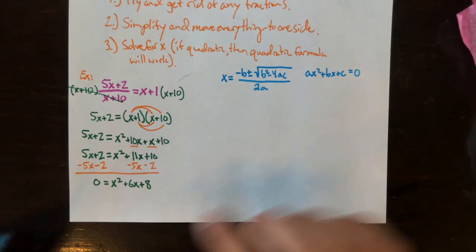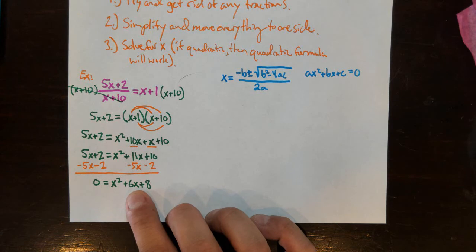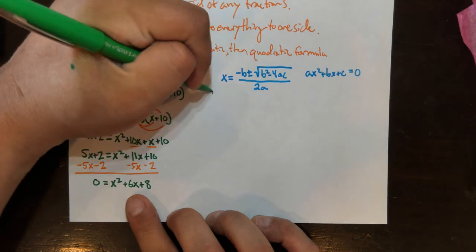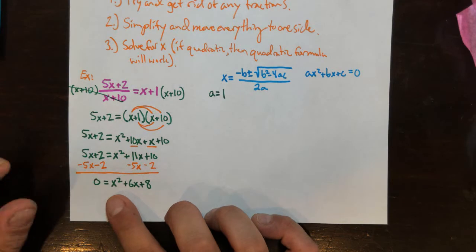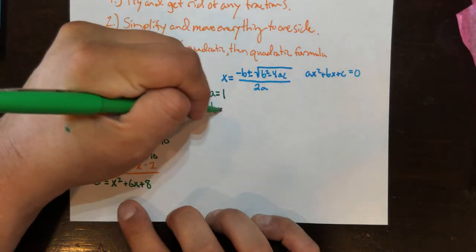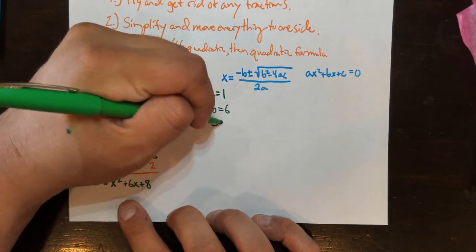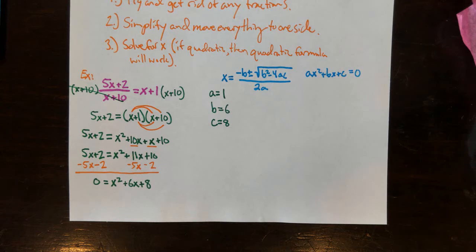So let's go ahead and define, using this function down here that we have, our a, b, and c. So a is the coefficient of the x squared term, in this case it's 1. b is the coefficient of the x term, so it's 6. And c is 8. So let's go ahead and plug that into the quadratic formula, simplify, and see what we get.